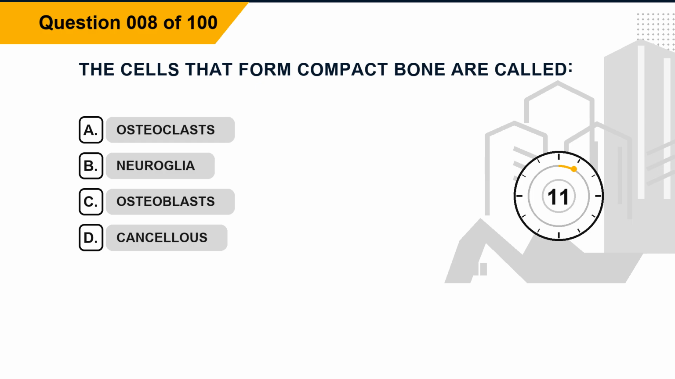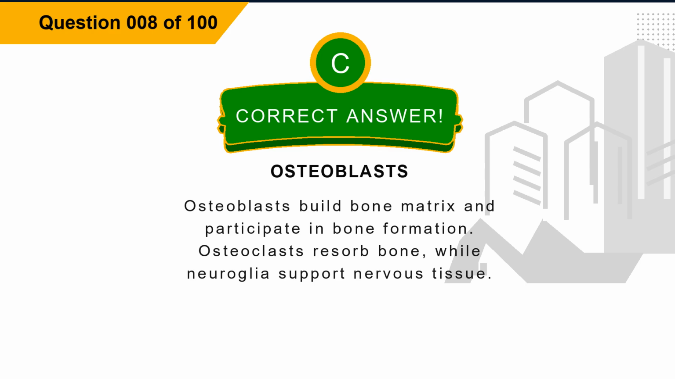Question 8. The cells that form compact bone are called. Option A, osteoclasts. Option B, neuroglia. Option C, osteoblasts. Option D, cancellous. The correct answer is option C, osteoblasts. Explanation. Osteoblasts build bone matrix and participate in bone formation. Osteoclasts resorb bone, while neuroglia support nervous tissue.